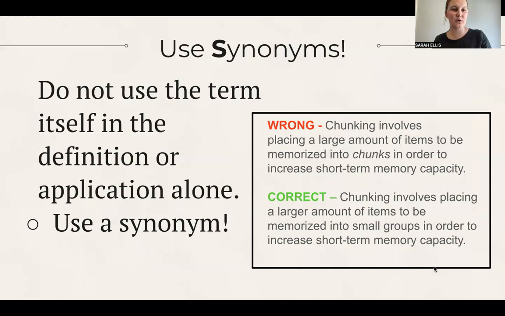Then we want to make sure that we are not reusing the word in our definition. So the final S is to use synonyms. This is a really good example. Chunking involves placing terms into chunks, right? That does not tell your reader that you know anything. It tells them that you can maybe, for lack of a better word, BS your way into knowing these terms and these ideas. But if you instead were to say chunking involves placing these into smaller groups instead of smaller chunks, you see the difference there. You should be using synonyms in your definition. Don't use the word to define the word. That doesn't work, doesn't count.